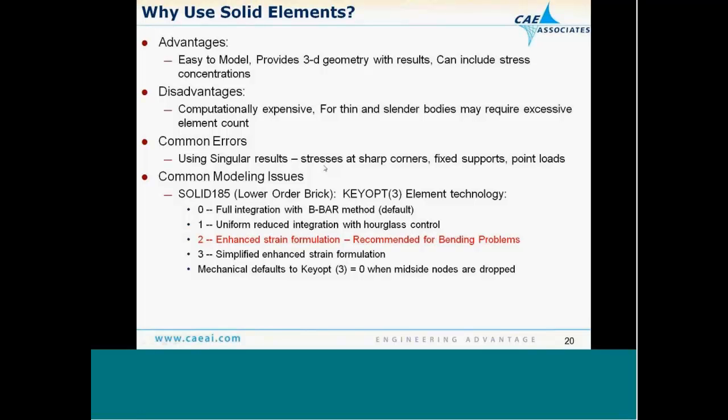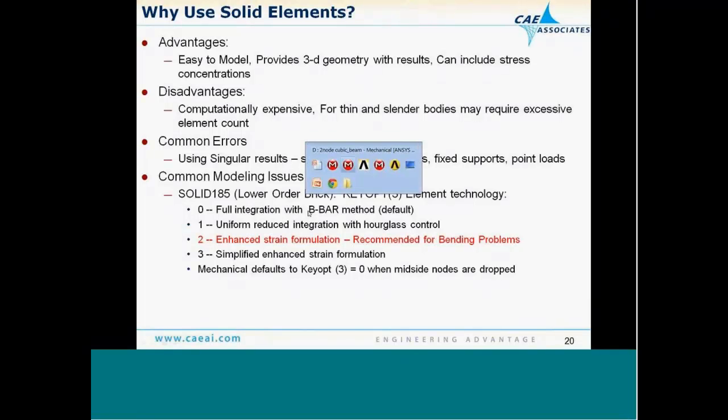If we use the lower order element, we have the option of adding the additional shape functions, and this is key option number 3. We can set this to 2 for enhanced strain. The default is full integration, or what's called the B-bar method, which is generally more applicable to a metal forming type simulation. So to get a more accurate response in bending, allowing us to use fewer elements, if we decide to go lower order bricks and save some computational effort, we can definitely do that.